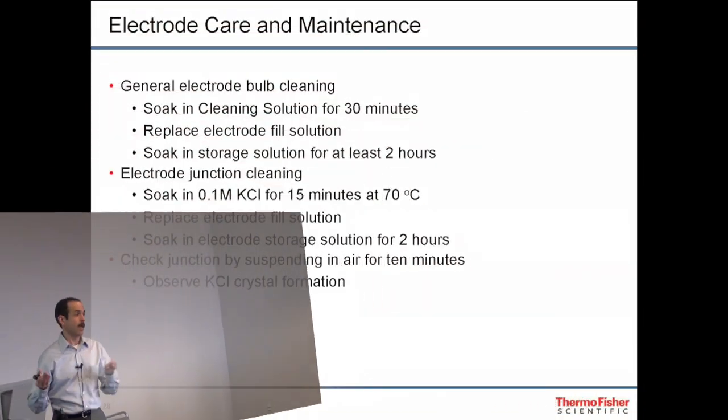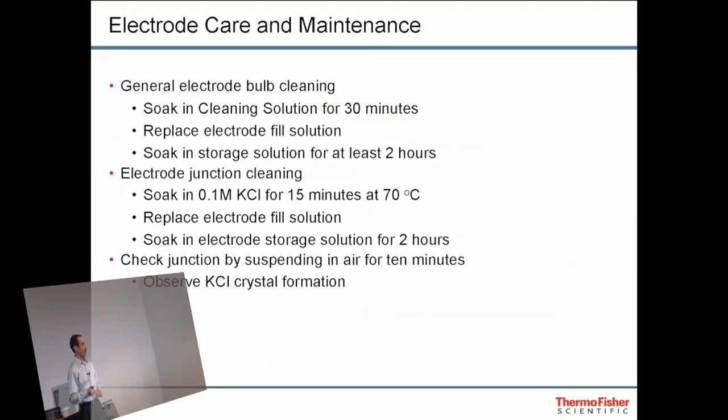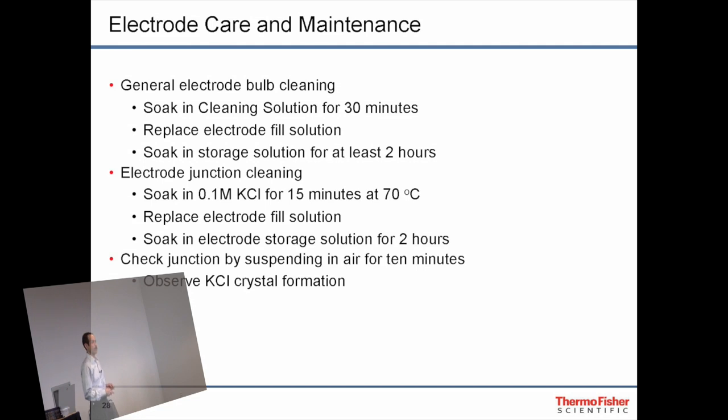So how do you clean the electrode? To clean the bulb, you want to soak it in the cleaning solution. So that hydrochloric acid that we talked about, soak it in that solution for half an hour. After you do that, you want to replace the fill solution, and then you want to soak it in the storage solution for at least a couple of hours. That's a great way to clean the bulb of a pH electrode. The way to clean the junction, that ceramic or that rib junction, if you have one of those electrodes, is to soak it in hot KCl, hot salt, about 70 degrees Celsius for about 15 minutes.